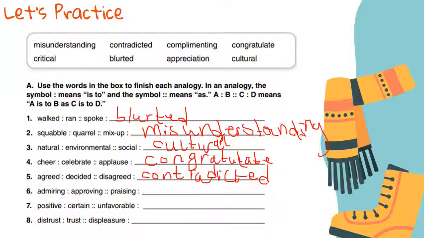Admiring is to approving. When you admire something, you approve it. As in praising is to complimenting. When you praise, you compliment. You say nice words. Complimenting.